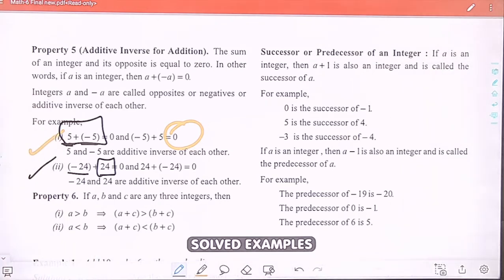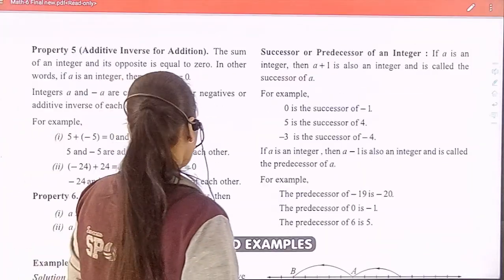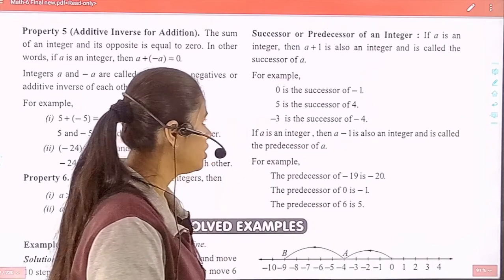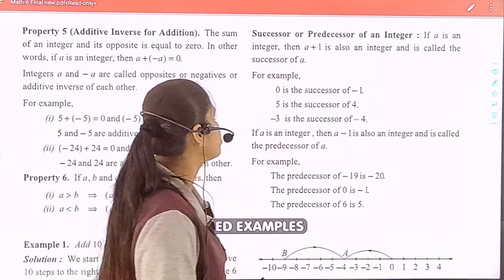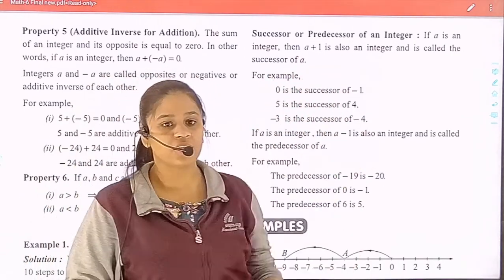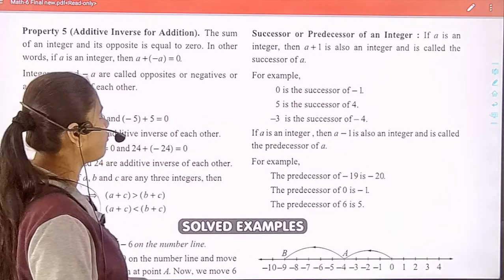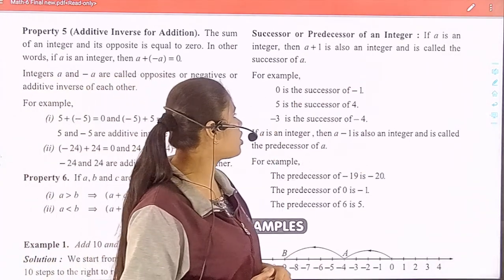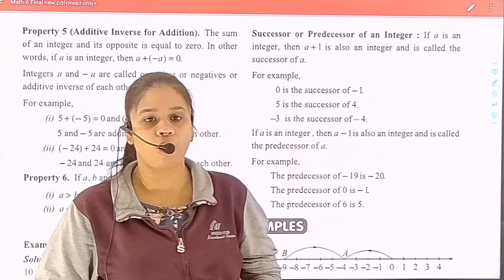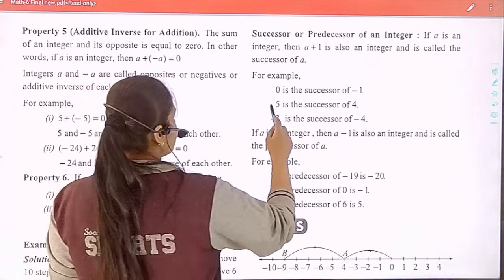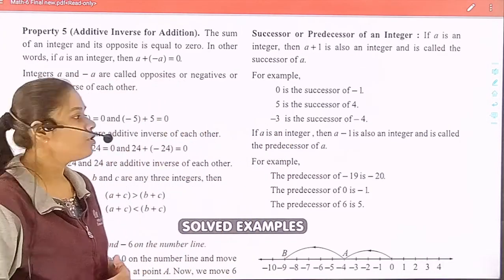Now move to the next, that is successor or predecessor of an integer. If a is an integer, then a plus 1 is also an integer and it's called the successor of a. अगर मैं पूछूं what is the successor of 0, it will be 1. 5 is the successor of 4.